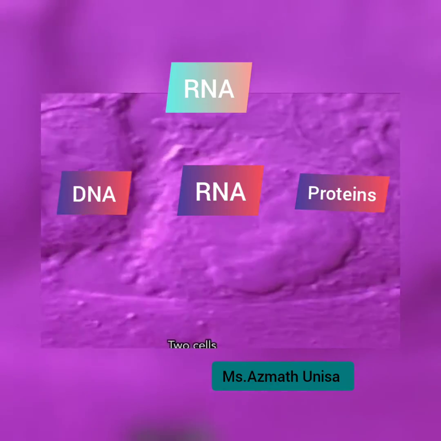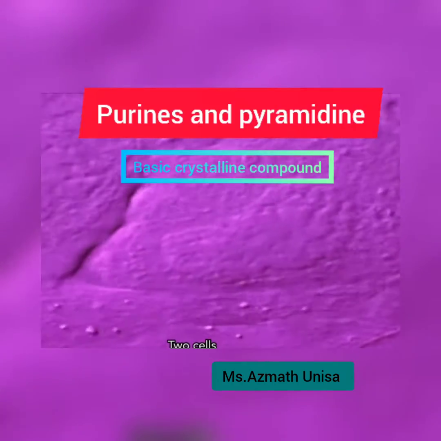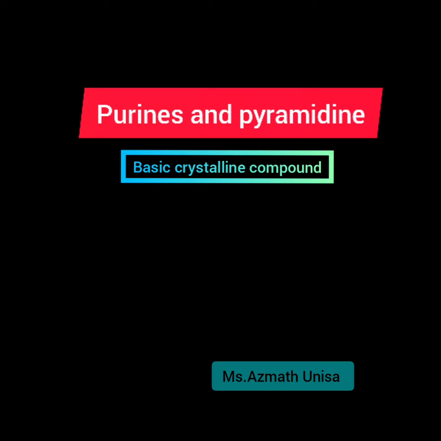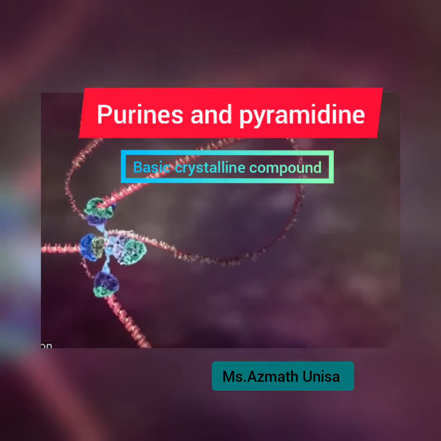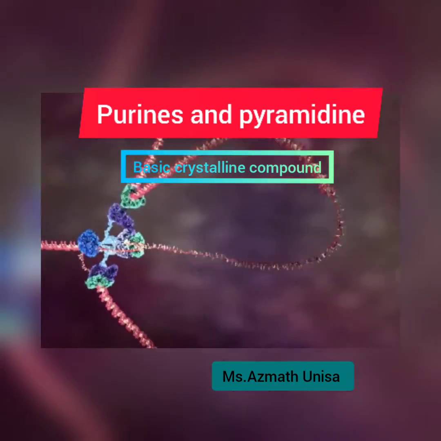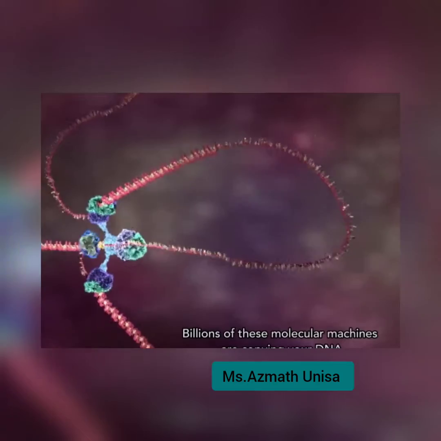Then purines and pyrimidines, basic crystalline compounds that form hydrogen bonds. They're the two basic types of nitrogenous base that form nucleotide bases found in DNA and RNA.